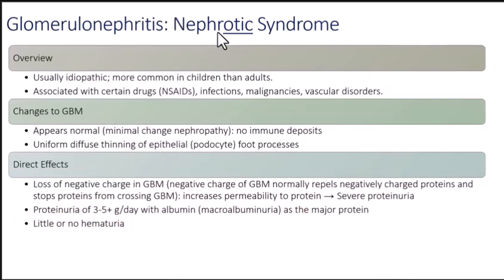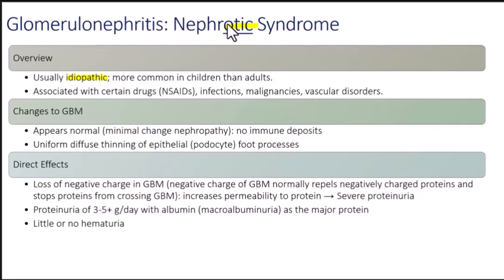The second type of glomerular nephritis is nephrotic syndrome. There's that slight difference in the name. This condition or this state is usually idiopathic. Remember, that means that there isn't a known cause, but it is more common in children than adults. It can be associated in terms of knowing a cause with certain drug use, such as nonsteroidal anti-inflammatory drugs, certain infections, can be related to malignancies and other vascular disorders.